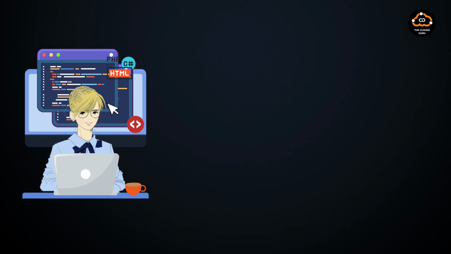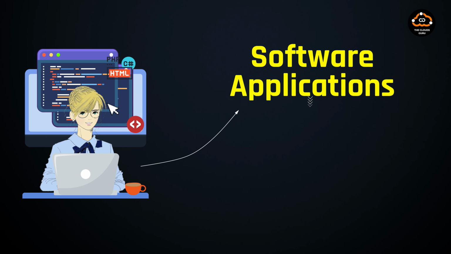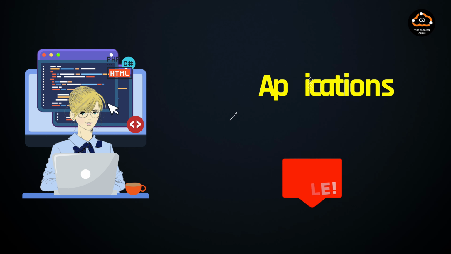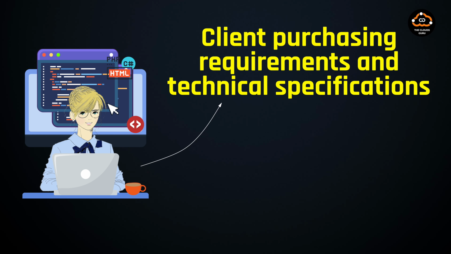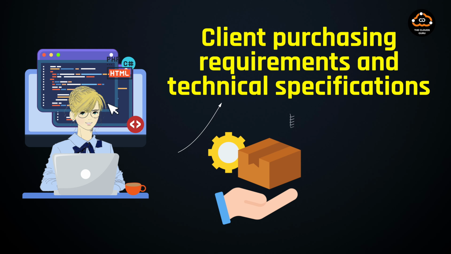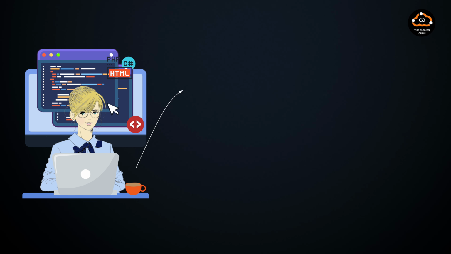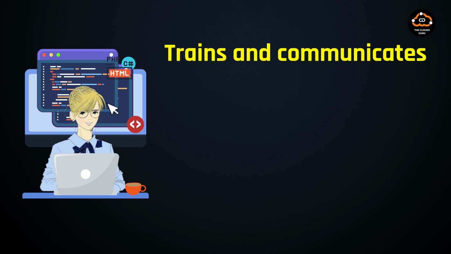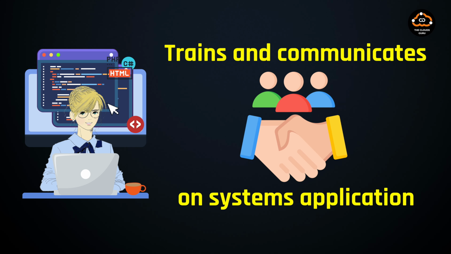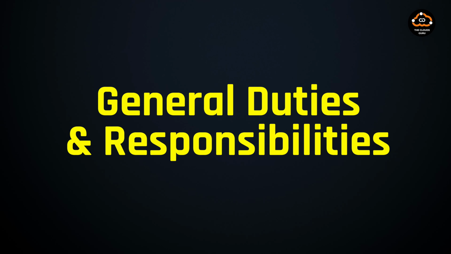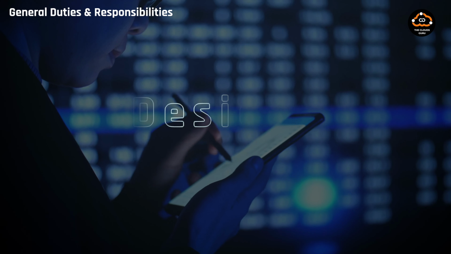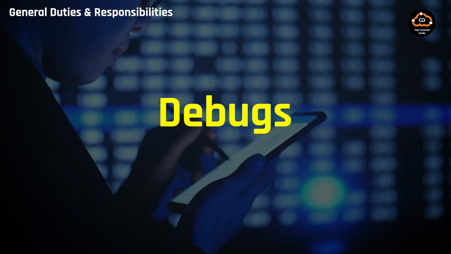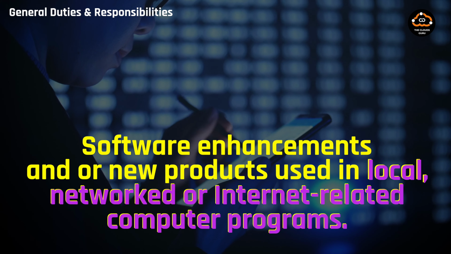Software engineers develop core versions of software applications for sale to external clients. They identify client purchasing requirements and technical specifications through product management and/or client representatives. Also, they interact with engineering groups to assist in design changes to equipment and/or software, and train and communicate with clients on systems application.